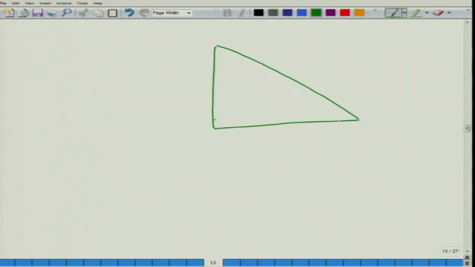So, this is a right angled triangle, this is 90 degrees, this angle is theta. Now, this triangle has got 3 sides. The sides are represented by A, B and C. Now, B is also called the base of this triangle, A is the height of the triangle and C is the hypotenuse of the triangle.